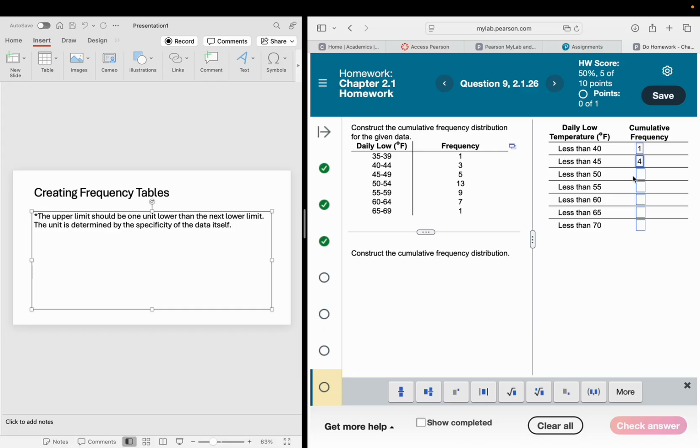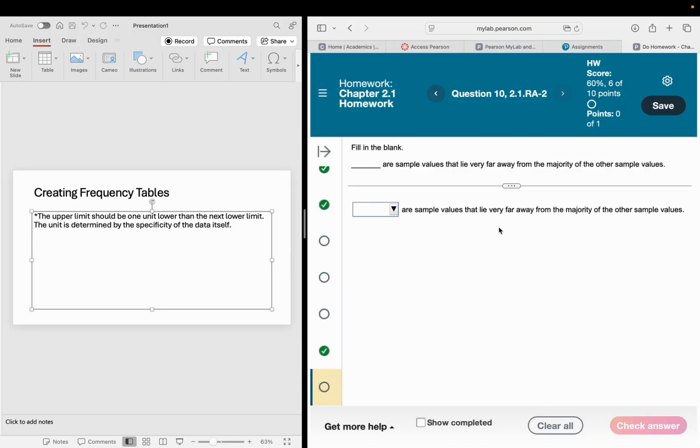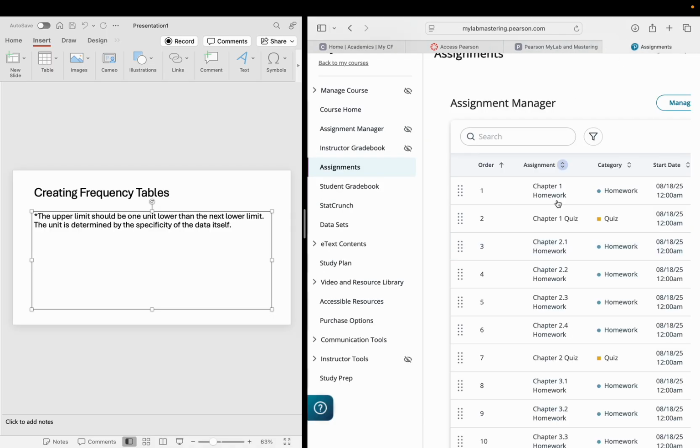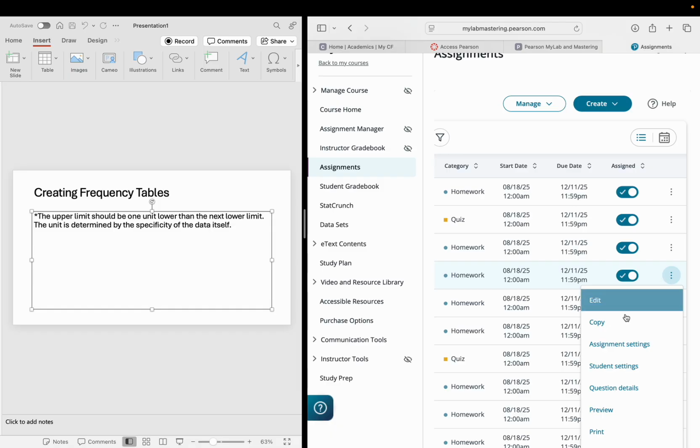So you can kind of see a pattern there that at first I had 1, then I added the 3 more and got up to 4. So then I would add the 5 more and get up to 9. Then I would add the 13 more and get up to 22. Then I would add the 9 more and get to 31, so on and so forth, 38, and 39 in total. So we call that a cumulative distribution plot. All right, we're doing good on time. I think we can go ahead and open up your second homework assignment, 2.2, and continue.